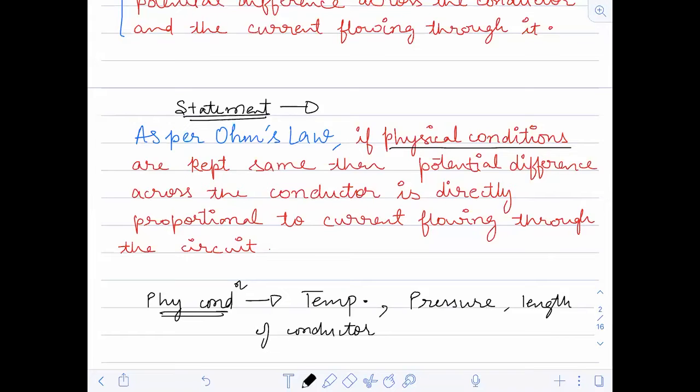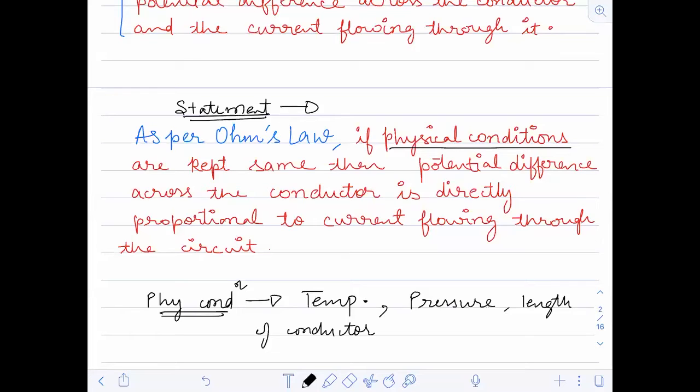Yes, cross-sectional area too. Everything must be the same: cross-sectional area, length, the environment of the conductor, the features of the conductor should be the same, when you are analyzing one rod.